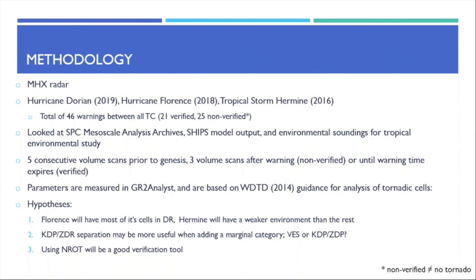And I hypothesize that Florence will have most of its cells in the downshear right quadrant, while Hermine has a weaker environment than the rest due to its low tornado output. And that one of the parameters, KDP-ZDR separation, may be more useful when adding a marginality onto that. And also that NROT, which is a tool that's not often used, will be a good verification tool.